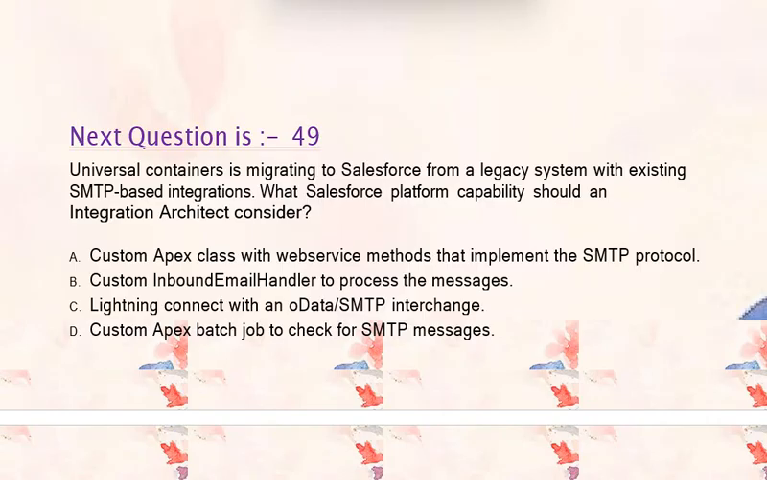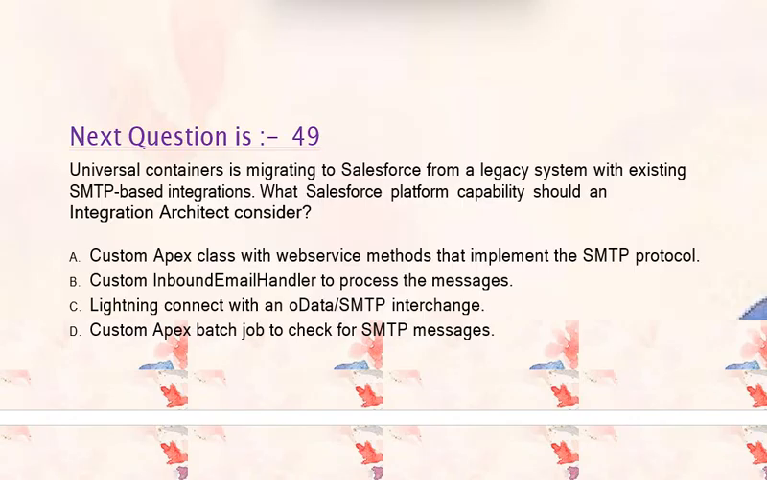Question: Universal Containers is migrating to Salesforce from a legacy system with existing SMTP-based integrations. What Salesforce platform capabilities should an integration architect consider? Option A: Custom Apex class with web service methods that implement the SMTP protocol. Option B: Custom inbound email handler to process the messages.